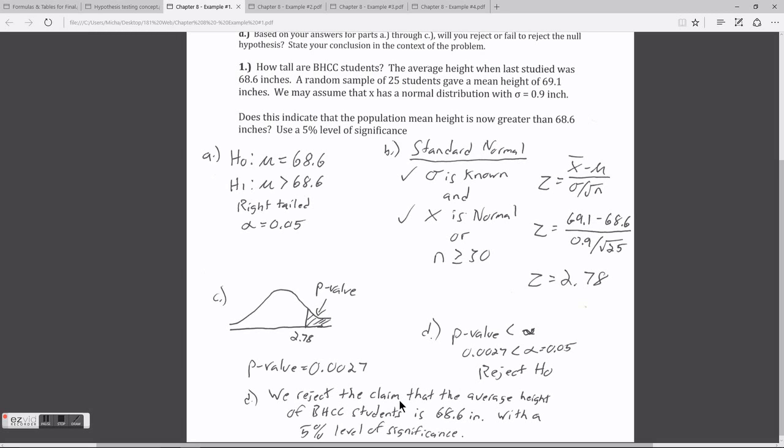I'm rejecting the claim that the average height of Bunker Hill students is 68.6 inches. And by default, I'm now going to adopt the claim that the average height of Bunker Hill students is greater than 68.6 inches.